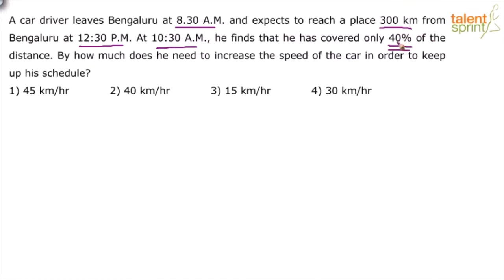What is 40% of 300? 120. So, mentally you must know that 120 kilometers has been covered. In how many hours? He started at 8:30 and this is about 10:30 a.m., so in 2 hours. In 2 hours he has covered 120 kilometers. So what will be his speed here? His speed will be 60 kilometers per hour, right? So he has traveled at the speed of 60 kilometers per hour so far.